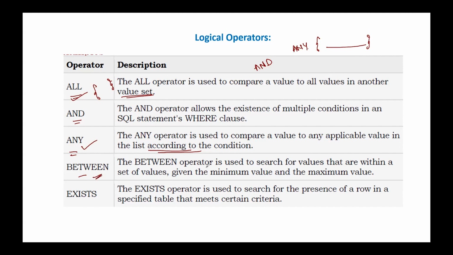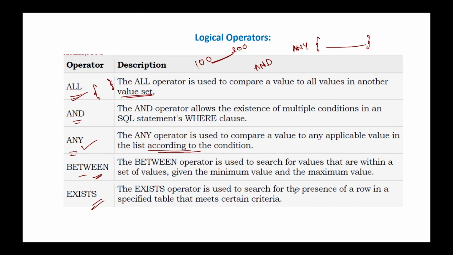BETWEEN. The BETWEEN operator is used to search for values that are within a set of values. So when I say between this and this, between 100 and 200, anything which is lying in between will be executed or selected for output.